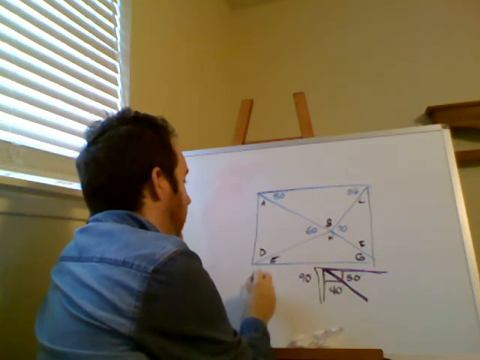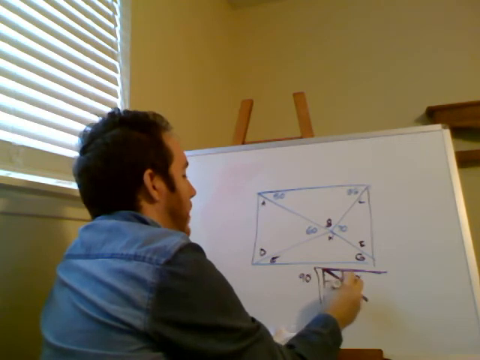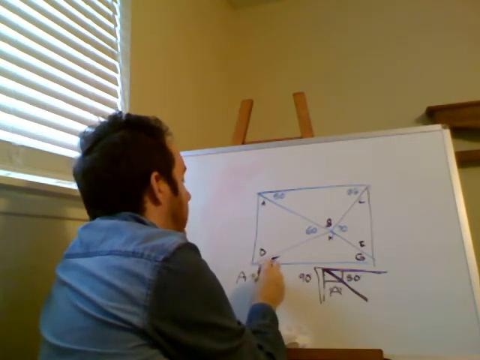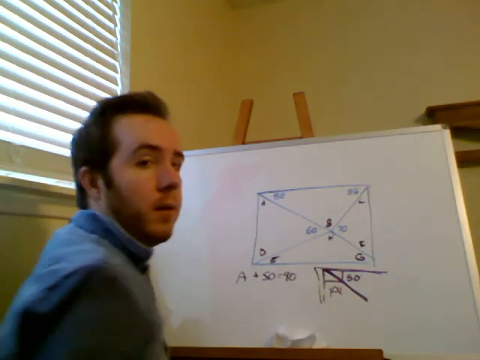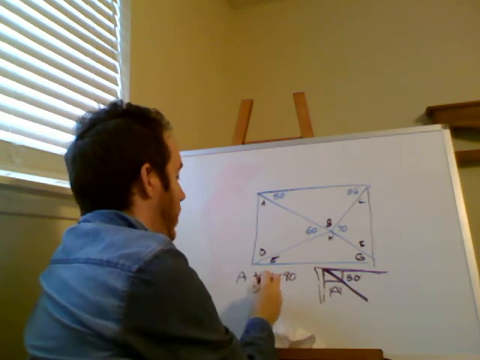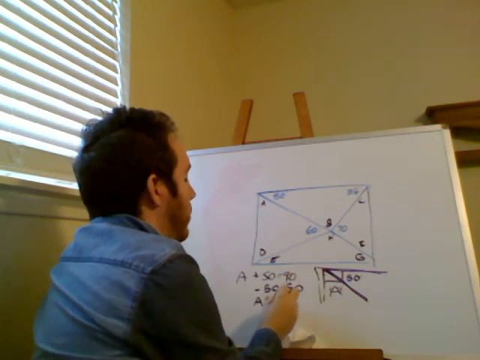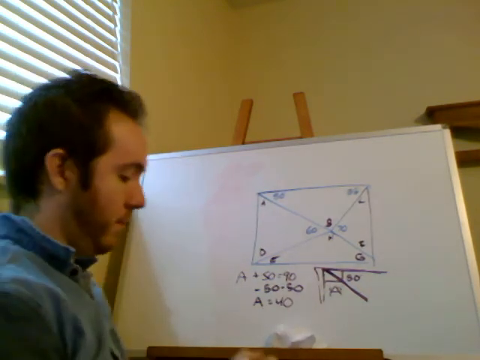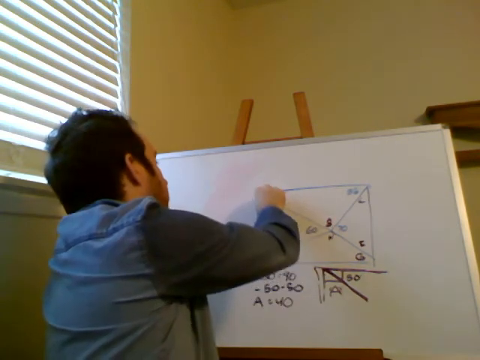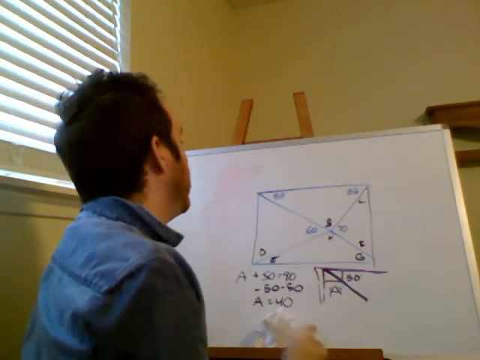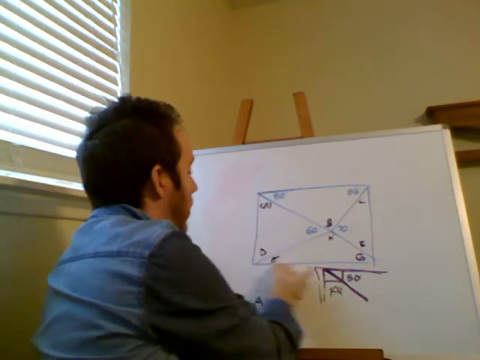If I just left it labeled as A, I could set this up. A plus 50 equals 90. Okay? And that describes the situation. I can subtract 50 from both sides, and we'd see A equals 40. Okay? So that all being said, we can put that down as 40. So let's take a look at B.